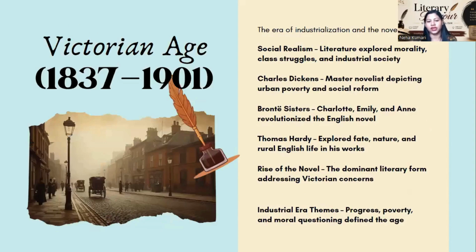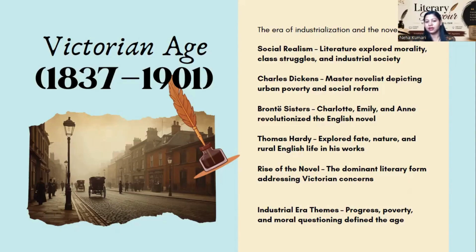Next is the Victorian Age, which extends from 1837 to 1901, and it corresponds to the reign of Queen Victoria. 1837 is the year when Queen Victoria ascended to the throne. This was a period of rapid industrialization, scientific advancement, imperial expansion, and social transformation. While technological progress brought prosperity, it also created social inequalities and moral dilemmas. The novel became the dominant literary form of the period.